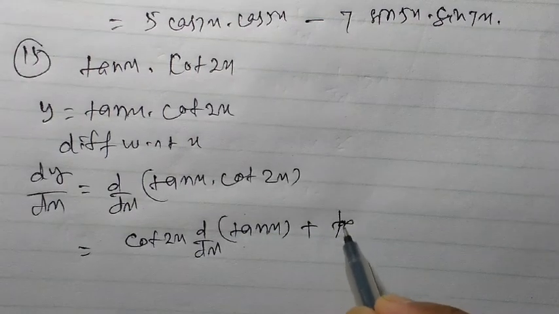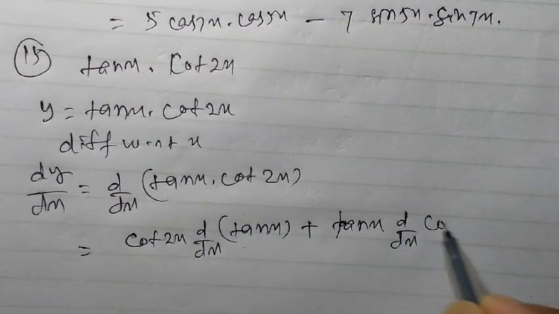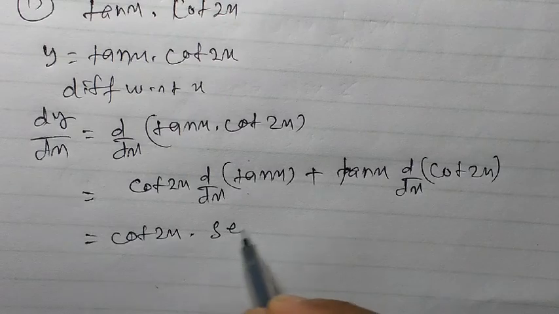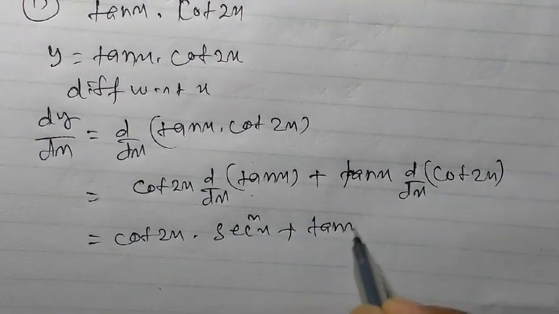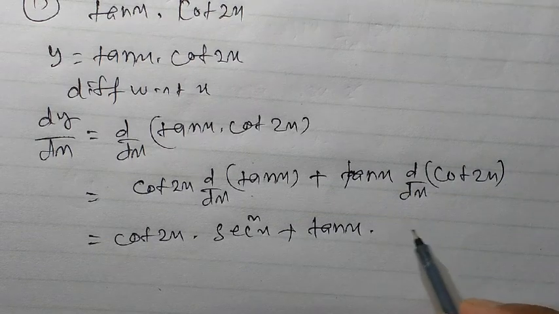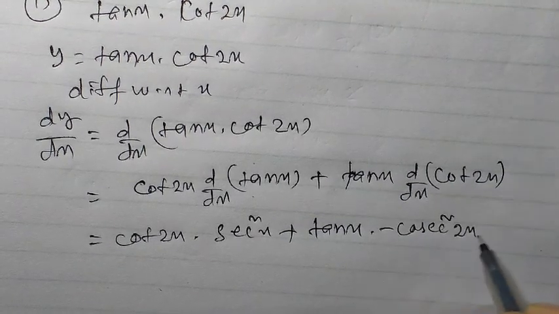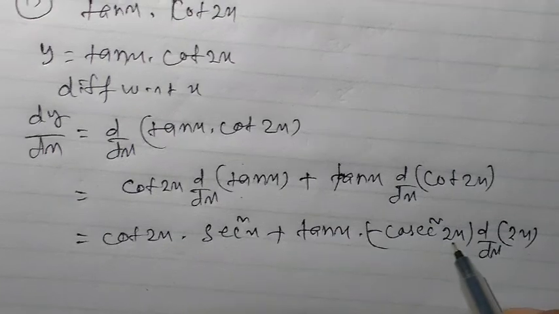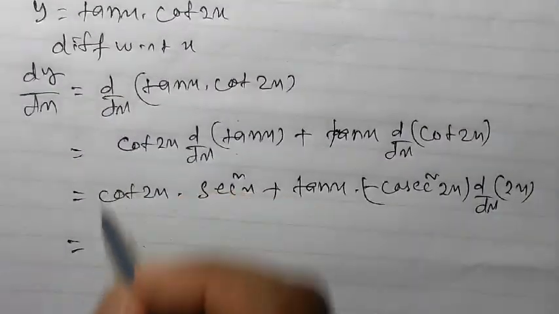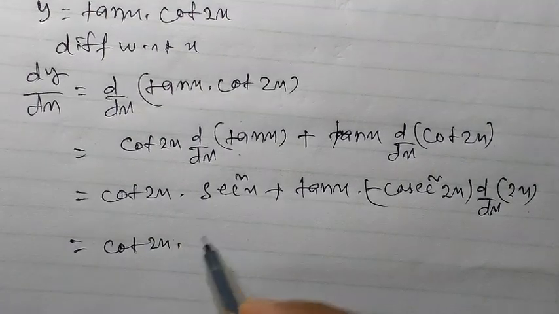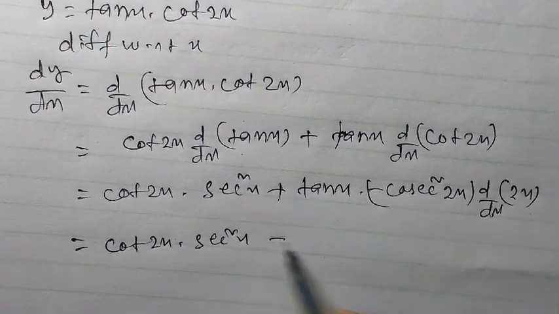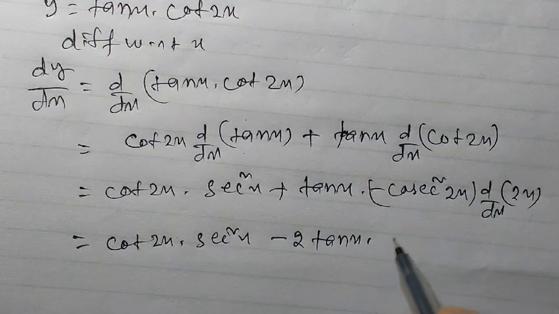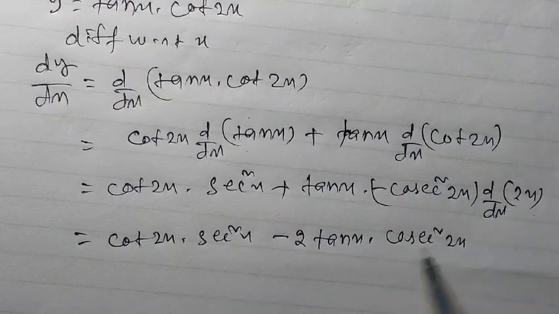plus 10x d by dx of cot 2x, is equal to cot 2x times the derivative of 10x, plus 10x times the derivative of cot 2x, that is minus cosec square 2x, and again the derivative of 2x is 2. So it is equal to cot 2x minus 2 into 10x cosec square 2x. This is your result.